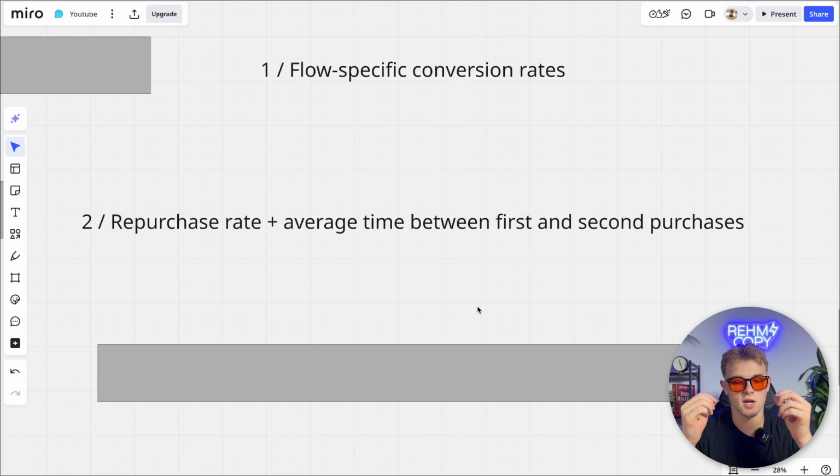But when you know these types of numbers and you're looking at them on a weekly, monthly basis, whatever it is, you kind of get a sense of how good your retention marketing is actually working and performing.